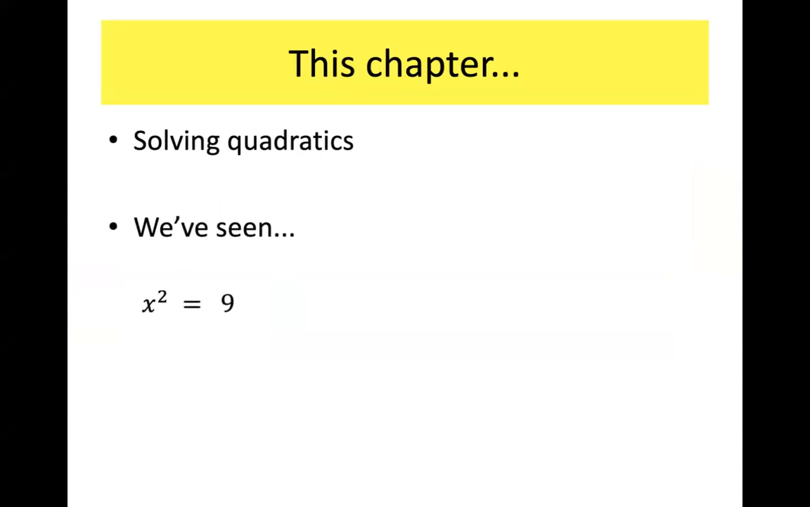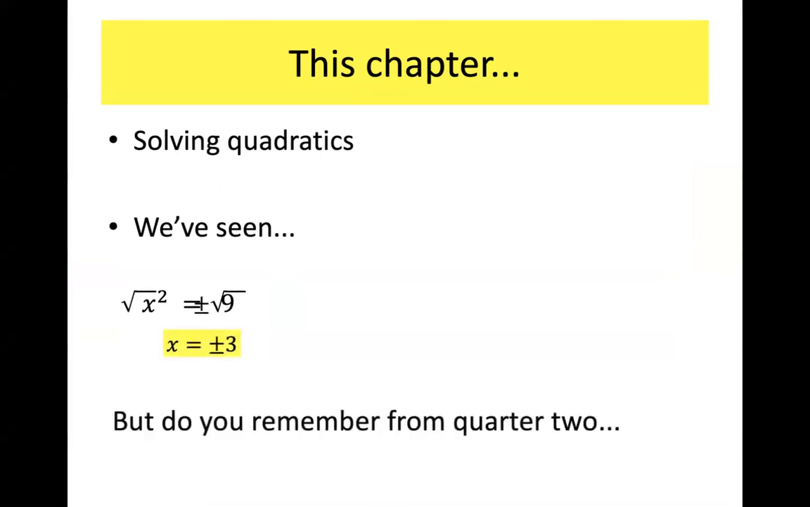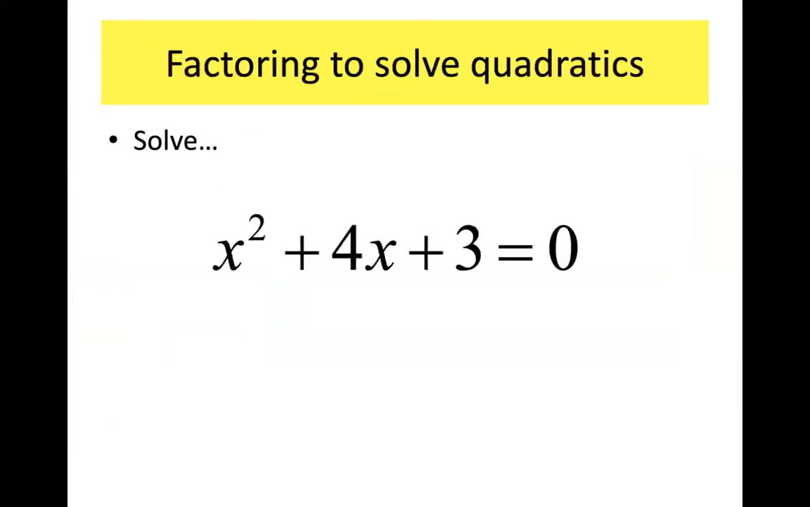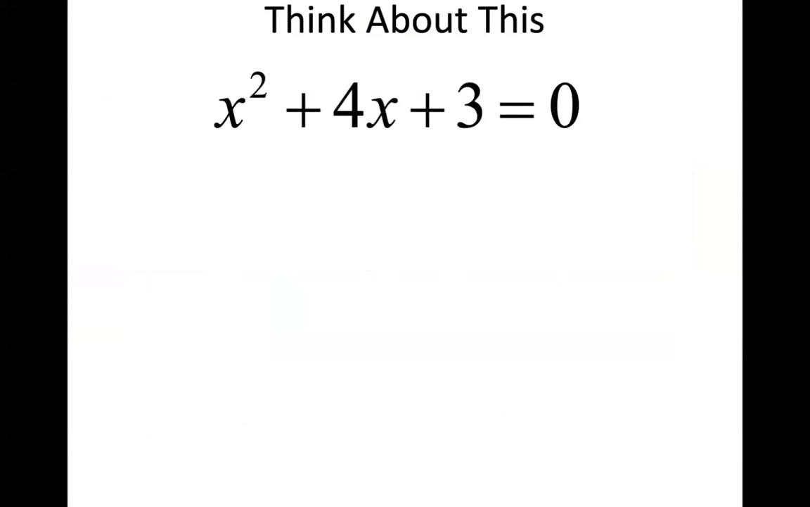Let's see, we've seen solving the ones like this from the previous class. Take the square root of both sides, plus or minus, so plus or minus 3. From quarter 2, remember we solved by factoring. Factoring asks the question, what two numbers multiply to 3 that add to 4? That would be a 1 and a 3. 1 times 3 is 3. 1 plus 3 is 4.